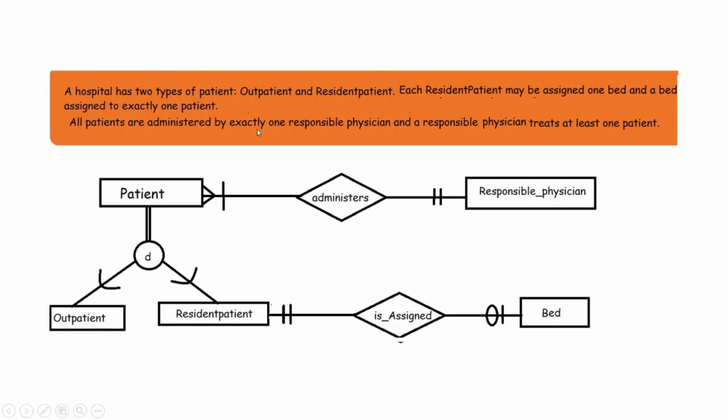All patients are administered by exactly one physician, whether it's an outpatient or a resident patient. That's why here, the responsible physician administers at least one patient, one or more. So that's why we have this mandatory many applied to the patient. A patient is administered by exactly one, mandatory one, responsible physician.